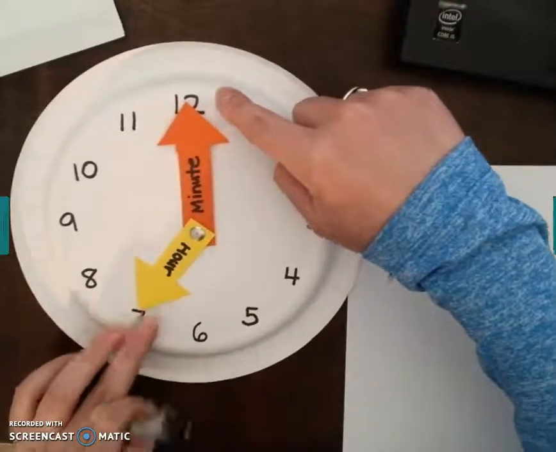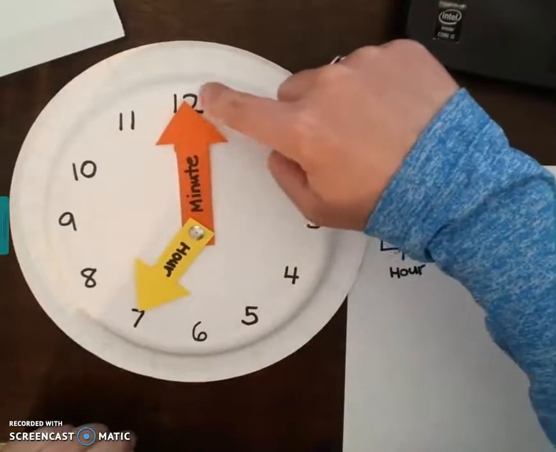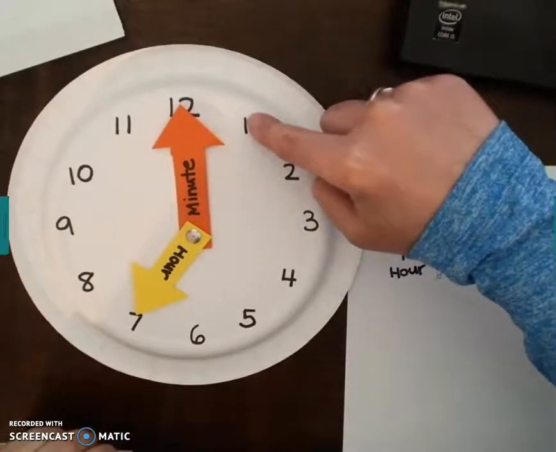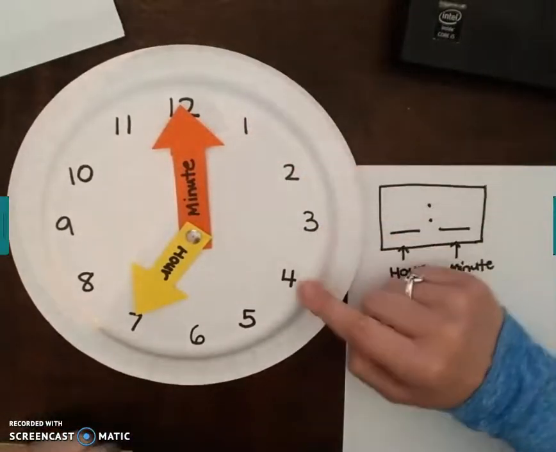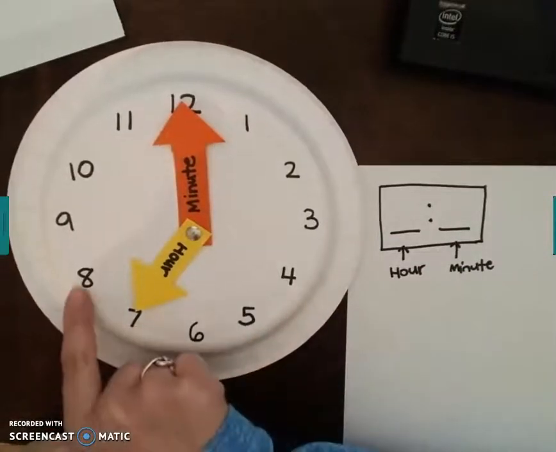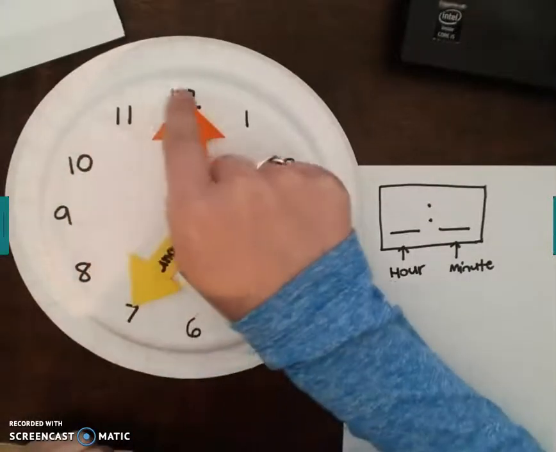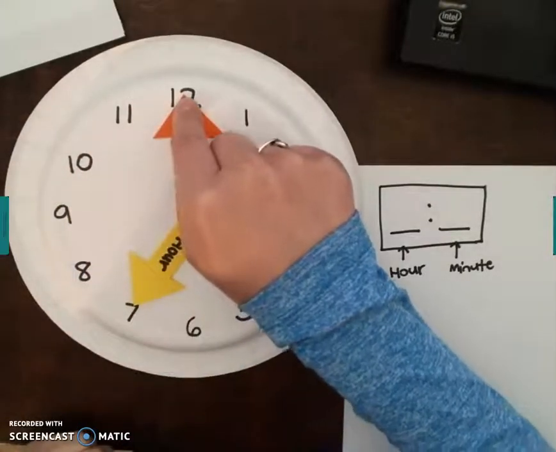So starting at the top, this would be 0, 0, which is what we say o'clock. Then we count by 5s. 5, 10, 15, 20, 25, 30, 35, 40, 45, 50, 55, and then back to o'clock, or 0, 0.